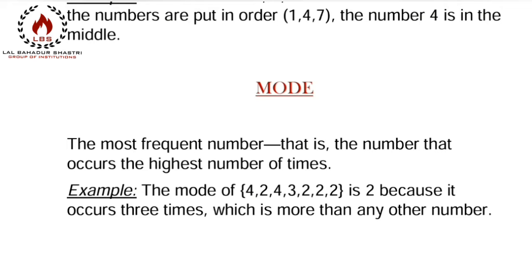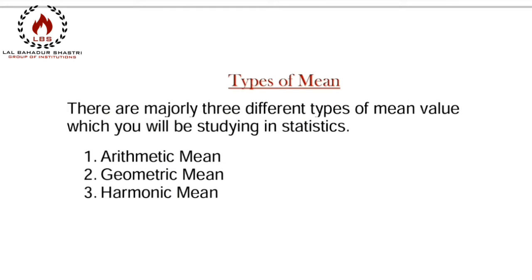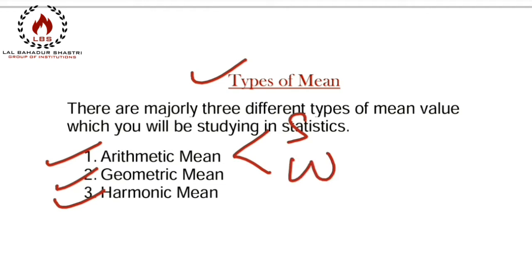Now we will discuss that in detail. First we will go for mean. Talking about mean, there are basically three types of mean. First is arithmetic mean, second is geometric mean, and the third is harmonic mean. In arithmetic mean, we have simple arithmetic mean and weighted arithmetic mean.